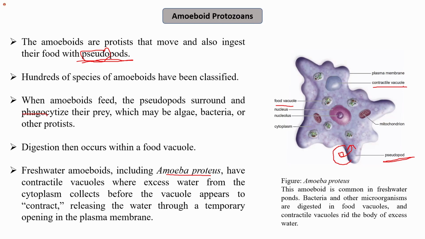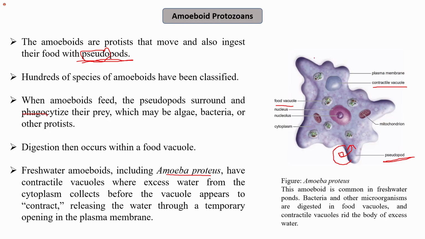So basically, it collects the excess water from the cytoplasm before the vacuole. Before it feels that the vacuole is contracting, it collects the water from the cytoplasm, releasing the water through a temporary opening in the plasma membrane. So it helps in maintaining the osmolarity, and therefore it helps the cell prevent it from shrinking or bursting.